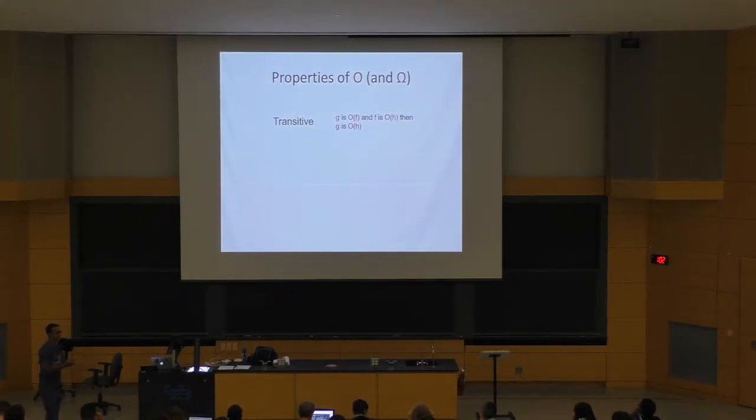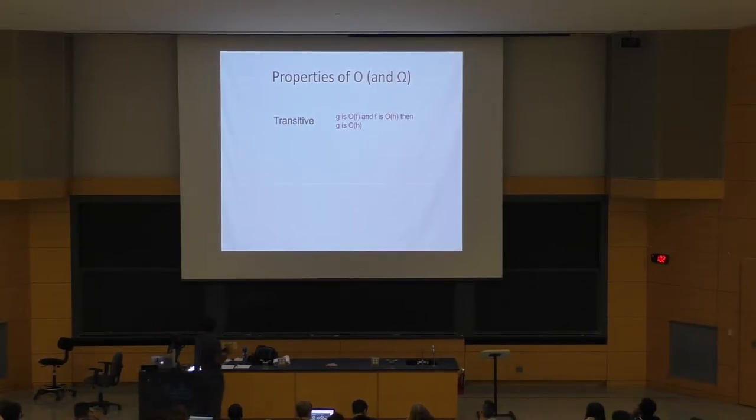We quickly went over some properties. I'm not going to prove them. I think some of them are proved in the book. If not, it's a good exercise to do them from first principles. These are the properties that we're going to use quite a bit while doing runtime analysis of algorithms. The first property is transitivity, which says if g is big O of f and f is big O of h, then g is big O of h. Additive: if both g and f are big O of h, then if you add them up, it's big O of h.